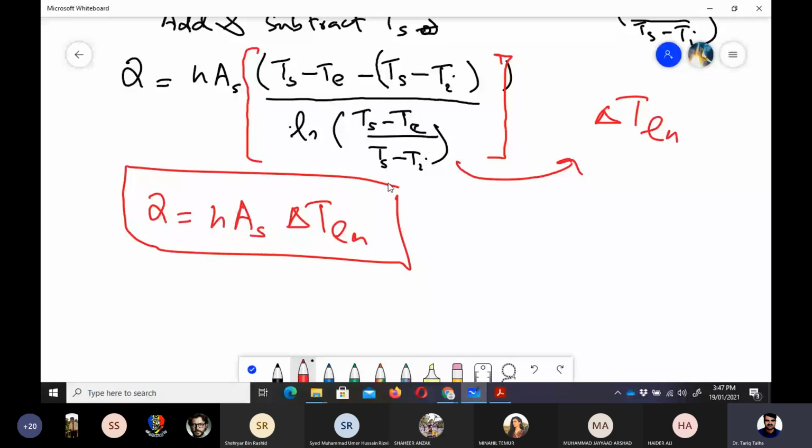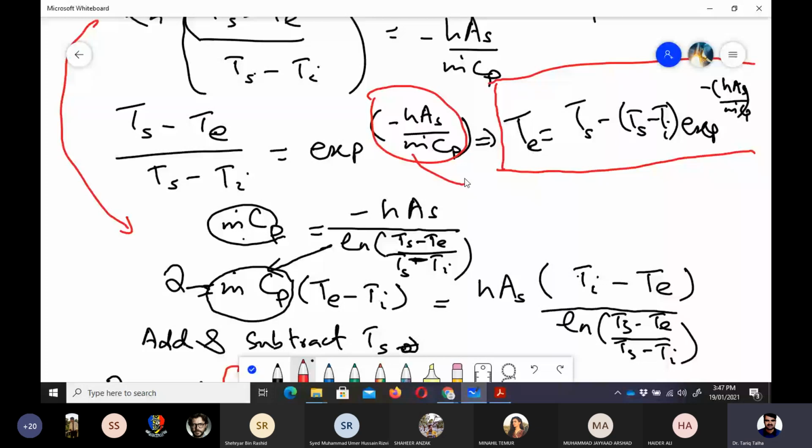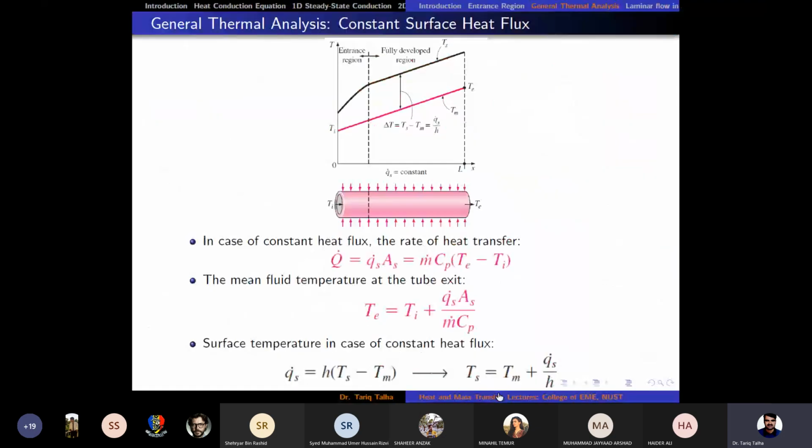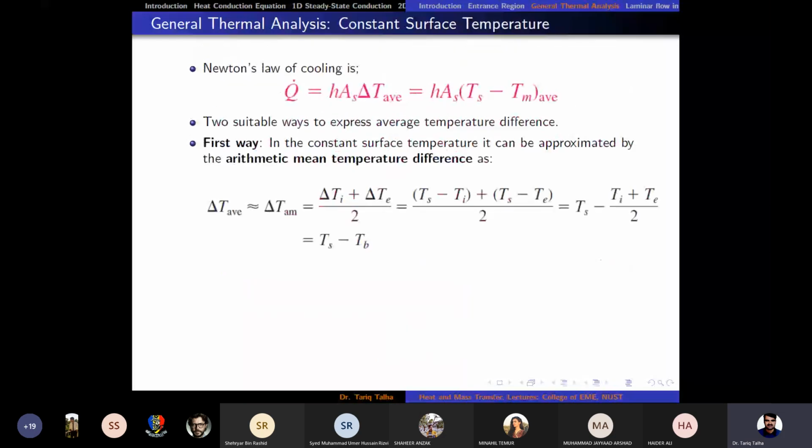So now one thing which is left here, because I told you that this quantity, we call it NTU, which is HAS upon m dot Cp. So what is the physical significance of number of transfer units? Let me show you. It tells you about the potential of heat transfer. So what is the potential of heat transfer?